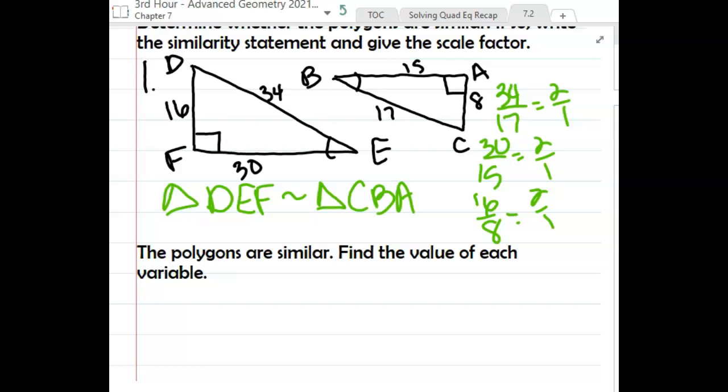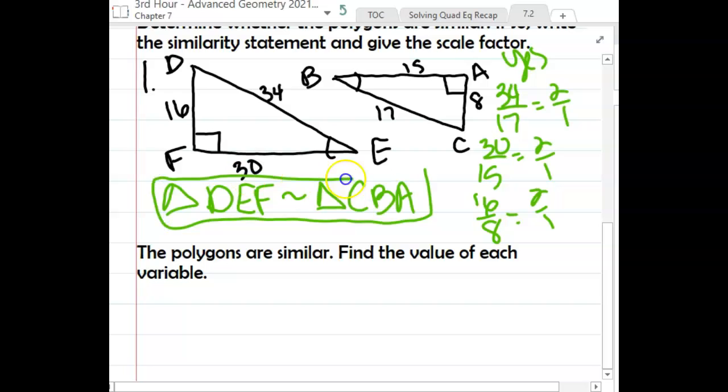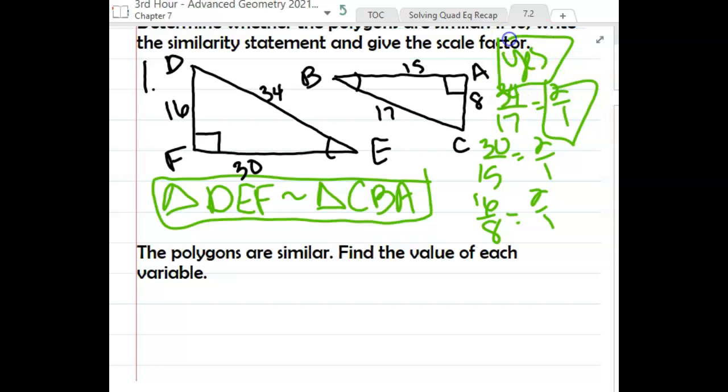Wow, so could you do 17 over 34, 15 over 30, and so forth? You absolutely could. Yep. As long as you stay consistent. So I just work left to right for consistency purposes, but if you like doing the smaller over the larger, absolutely, as long as you stay consistent. Okay, so 3 things. Yes, they are similar. 2, there's my similarity statement, but 3, I need the scale factor. Now, if you were to write it the other way, that's fine. Your scale factor would be 1 to 2, which is the same thing. It's just whenever we grade, if you happen to do that, as long as your numbers are the same, no problem there. Okay?